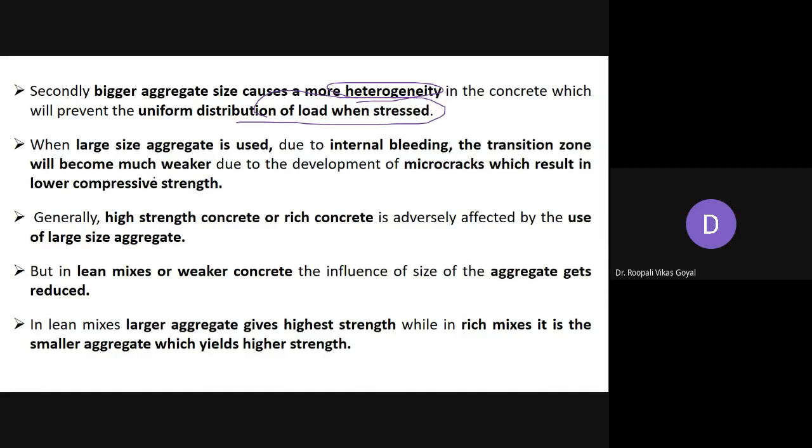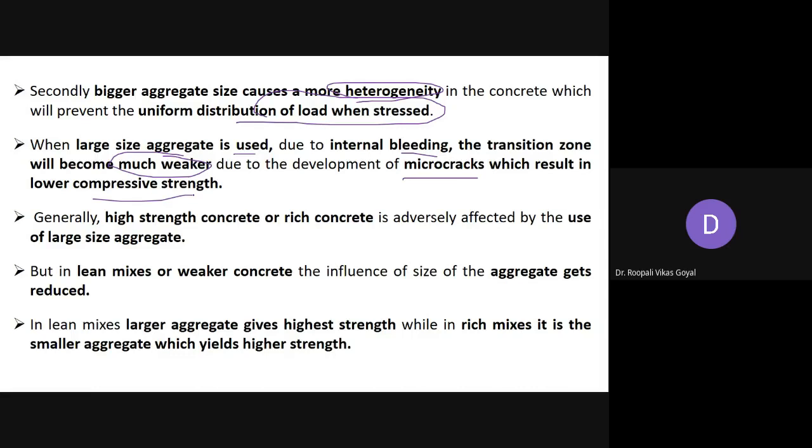When large size aggregate is used, internal bleeding is also possible in the transition zone, and that transition zone will become more and more weaker. The transition zone is the zone in which there is a combination of cement paste and your aggregate, and this is due to the development of microcracks, and microcracks develop, which result in lowering the compressive strength.